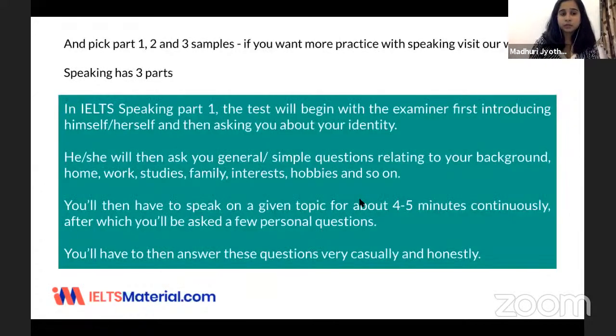So now we will move on to speaking. Speaking actually has 3 parts. It lasts for about 11 to 14 minutes, as I told you before. In part 1, mostly the questions are very generic. It'll be about you, your personal questions. Where are you from? Tell me about your hometown. Are you working? What do you do for a living?